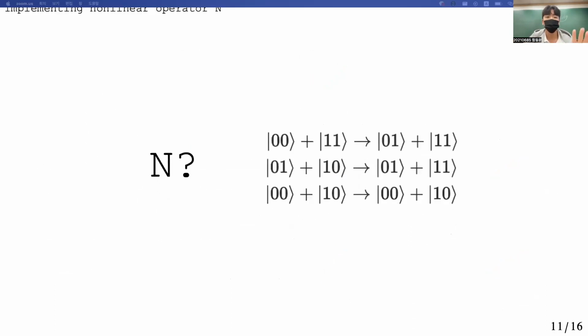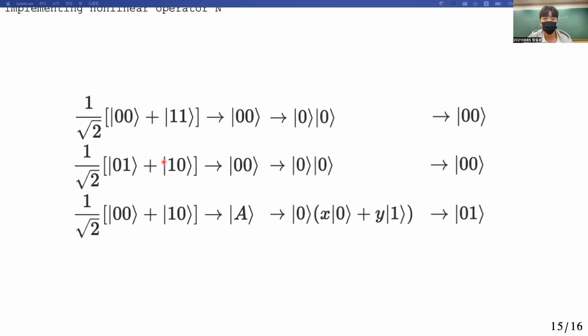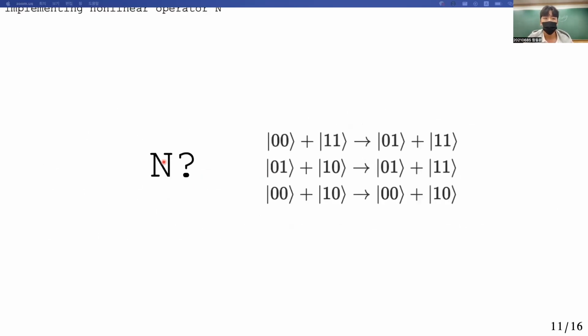Implementing this nonlinear operator n is not so simple. So the next slide is about how to implement nonlinear operator n with some other unitary operations and some simple nonlinear operators, much simpler than n, and which are easy to implement.